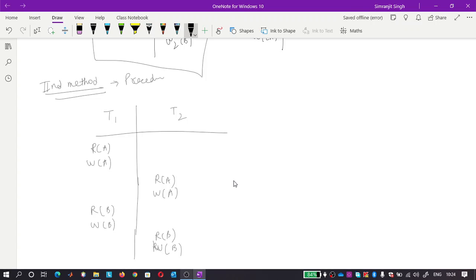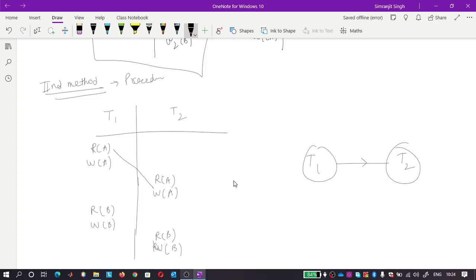Okay, so write the transactions T1 and T2 like this. Now check the conflict. The conflict is from transaction T1 to T2, so you write the arrow like this, from T1 to T2. Read-write conflict is there, yes, absolutely there. Similarly, write-write conflict. So one arrow is enough to indicate that there is a conflict from T1 to T2.